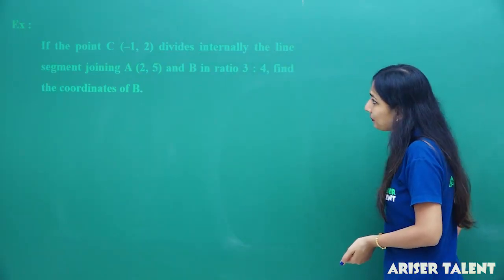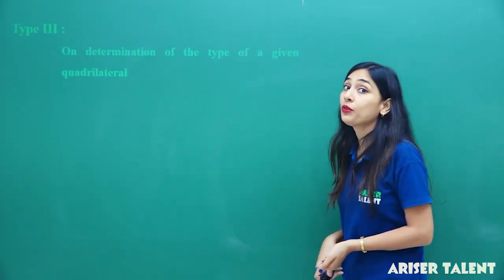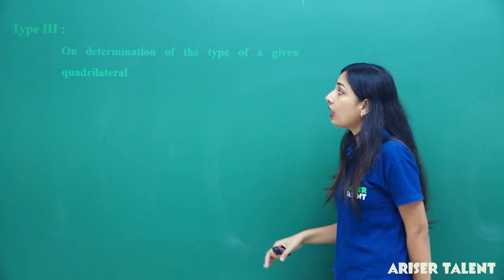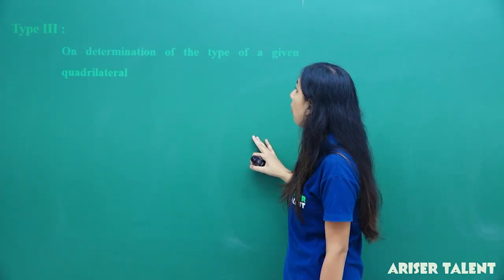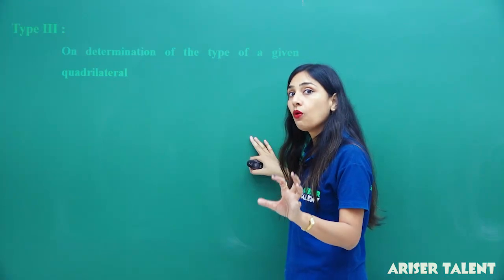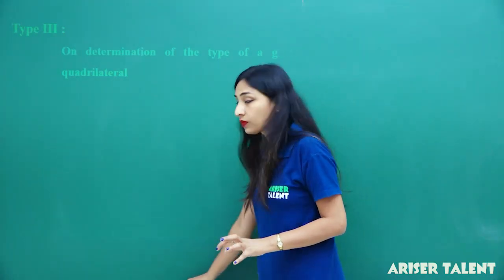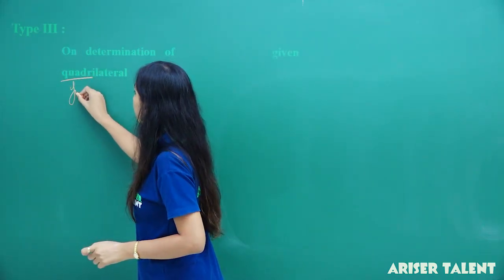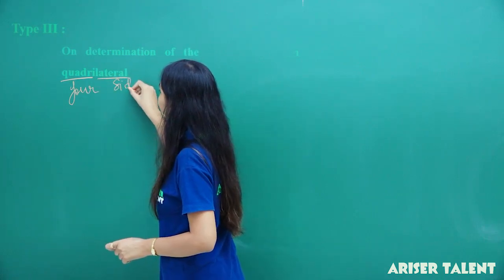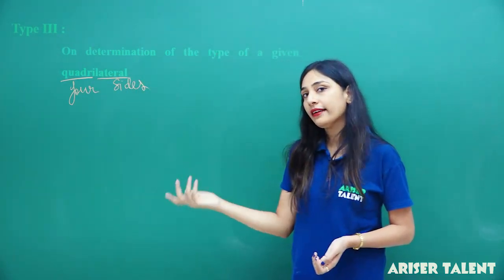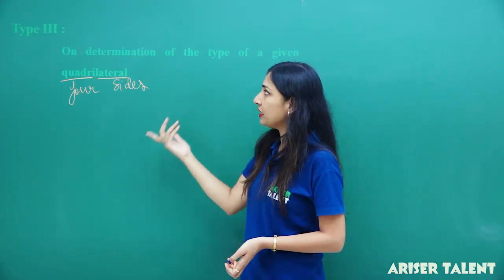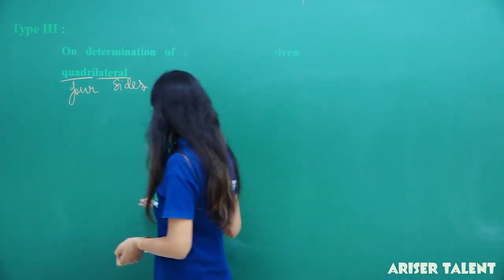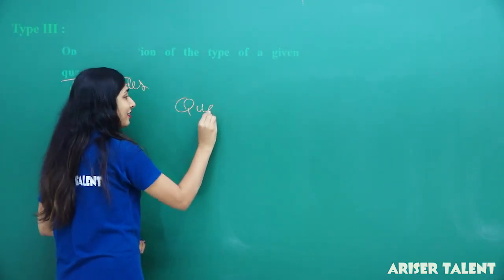Okay, so the next is type 3. This is type 3, on determination of the type of given quadrilateral. Now, we have to determine the type of the given quadrilateral. What is a quadrilateral? Quadri, that is 4 sides. Now, students, 4 sides is okay, it's a kind of polygon, but what is specific determination? What do you mean by determination of quadrilateral? Is a quadrilateral just a quadrilateral in any way? No.